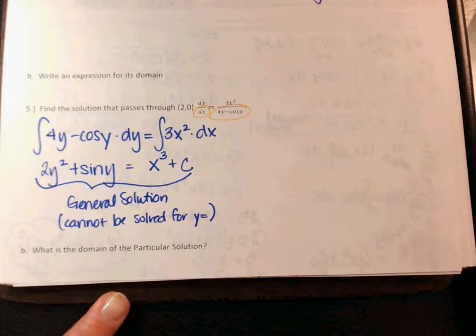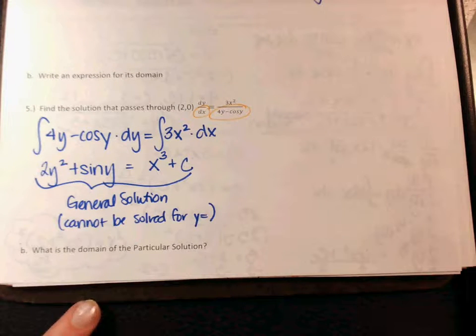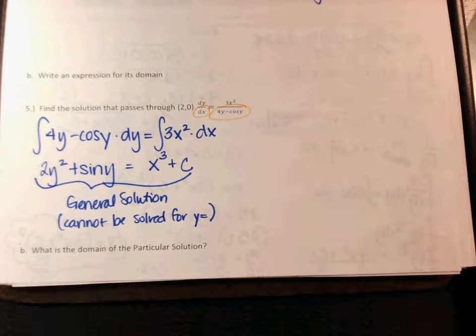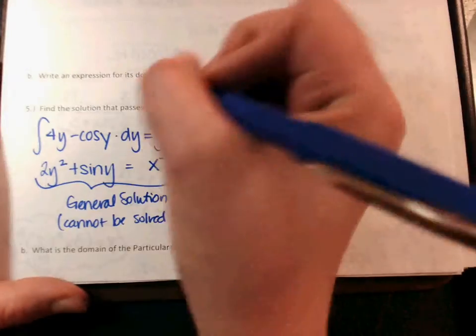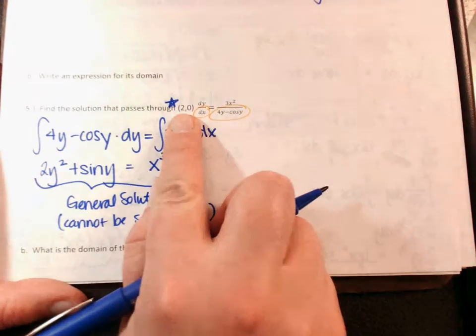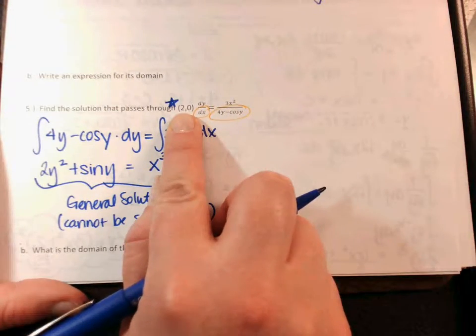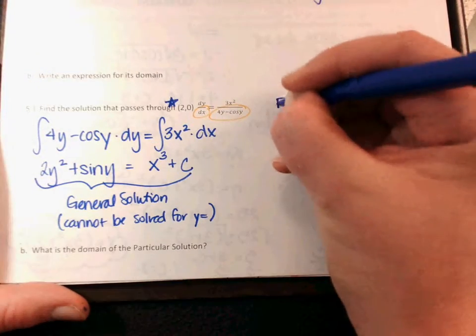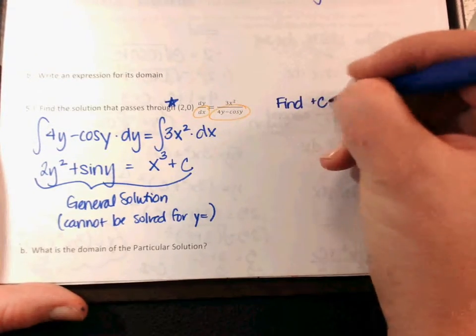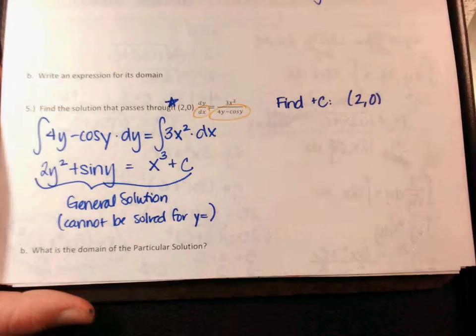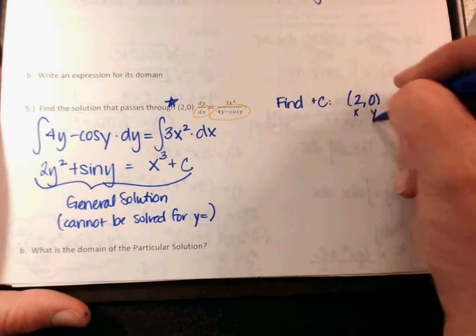It cannot be solved for y equals, but that still counts as a general solution. Now, just because it can't be solved, does that mean that you can't find c? No, you can still find c. So, come up to right here. Here's your point, 2, 0. Okay, and we are going to find the plus c in the equation. So, find plus c, 2, 0.